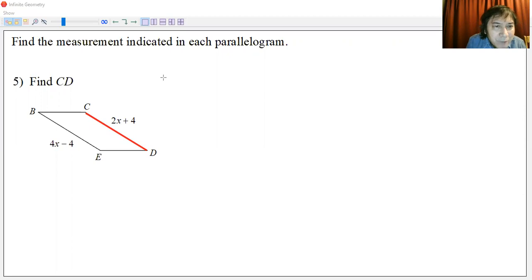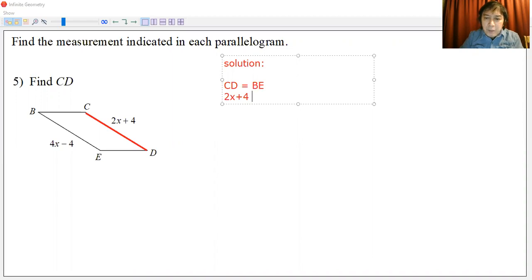So this will be CD, and this must be equal to the opposite side BE. They are equal, so we can just equate this. We can have our working equation in our solution. So CD must be equal to BE. Let's use capital letters. And so the expressions will be 2x plus 4 must be equal to 4x minus 4.